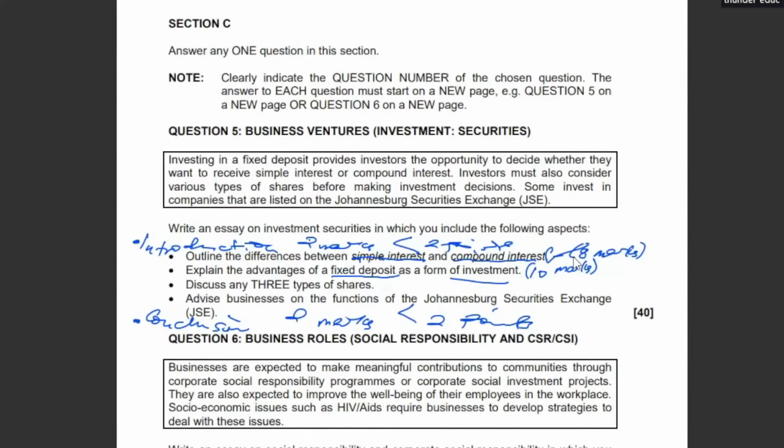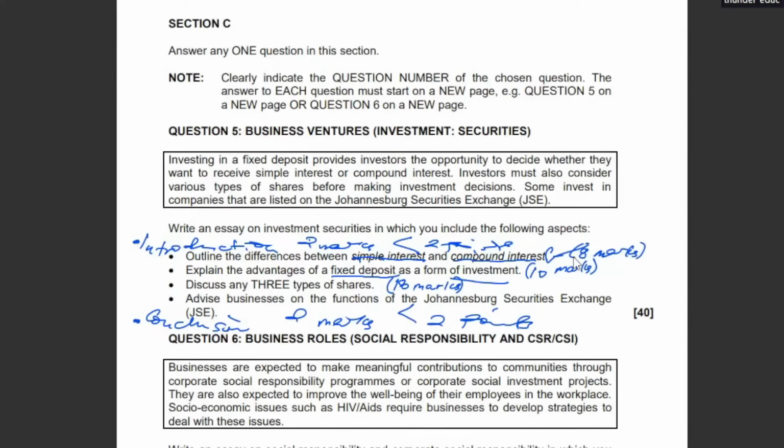Okay, so now let's move on to the next bullet, which is discuss any 3 types of shares. In this discussion, when you mention the share, you get 2 marks, and the discussion is 4 marks. So per each and every share, you are going to score yourself 6 marks. All in all, this question carries 16 marks.